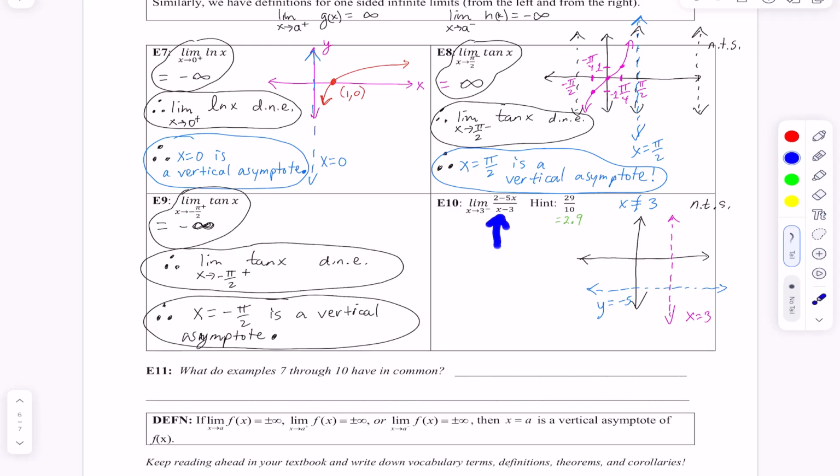So 2 9/10. So I'm approaching 3 from the left. That's why we're picking 2 9/10. If you approach 3 from the left and you pick 2 9/10, you'll have a negative numerator over a negative denominator. All right.